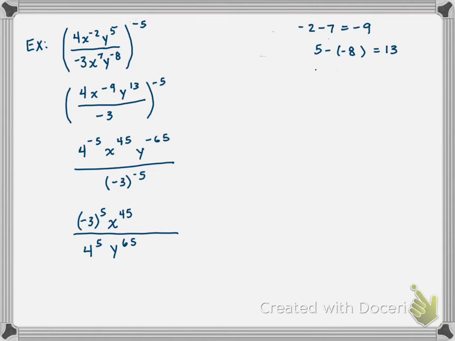So if you don't know what 4 to the 5th is off the top of your head, just leave it as 4 to the 5th. Because what we really care about here is just manipulating the exponents. We don't really care that much what 4 to the 5th happens to be equal to. Does that make sense? Okay.